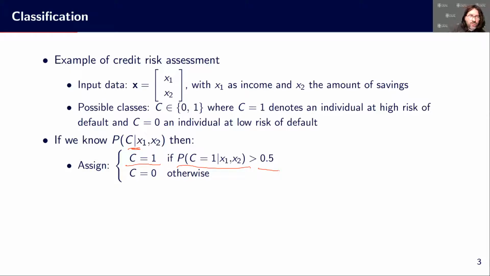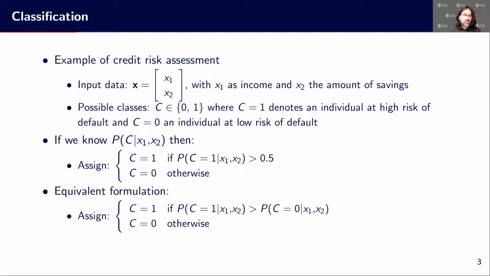So we go from the probability to a decision, based simply on assigning the most likely label, according to the highest probability. We have 2 choices. So if it is not the first case, then it is necessarily a low risk individual with C equal to 0.